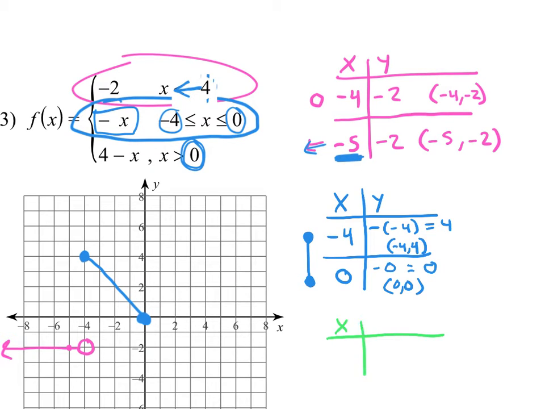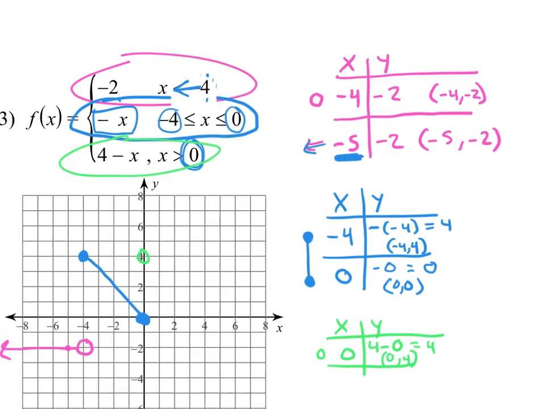Ready to move on to the next? So we have x and y. What's the first number we're going to plug in for our third piece here? So we plug in 0. We have 4 minus 0 now. So what's 4 minus 0? 4. So what's our point? (0, 4). So we stay on 0 and go up 4. Do we have an open or closed circle here? Open. So we put an open circle at that point.